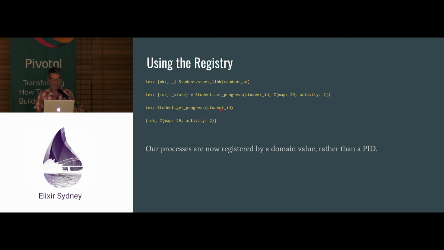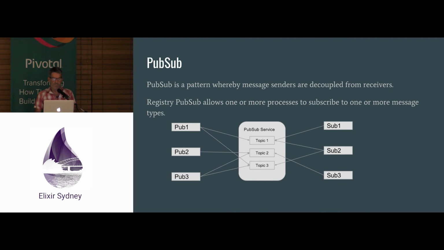I think that's a big win in terms of not having to pass PIDs around or having to write your own registry. So that's, in a nutshell, how you can use the registry. The registry can also be used for PubSub, so it has some functionality that can be used to implement a PubSub system.